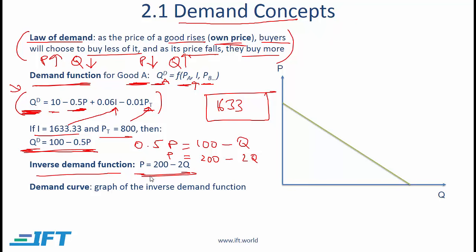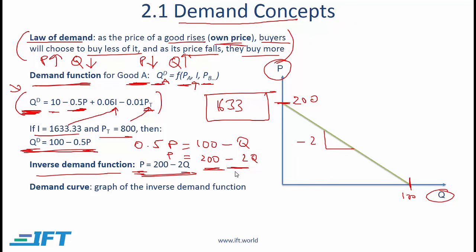Given this inverse demand function, we can very easily plot the demand curve. Notice that P is the y-axis over here. So when we draw the demand curve, the price is on the y-axis, the quantity is always on the x-axis. This point over here is 200. So this comes from over here. When the quantity is 0, the price is 200. What about this point? If the price is 0, then the quantity is 100, and the slope is given by minus 2. So the coefficient of Q is the slope. So we can say that this slope is minus 2.